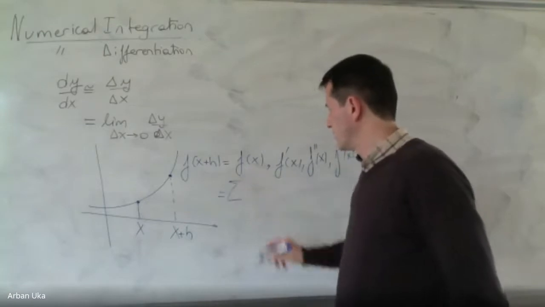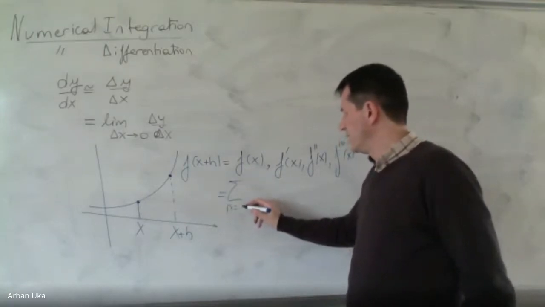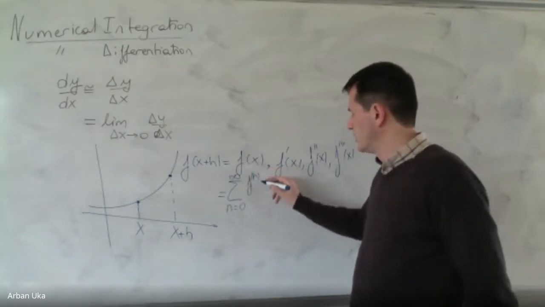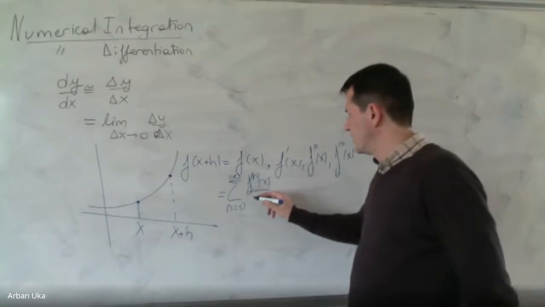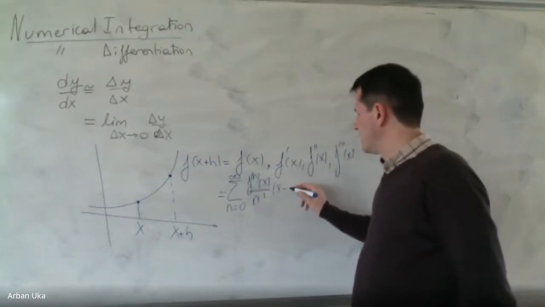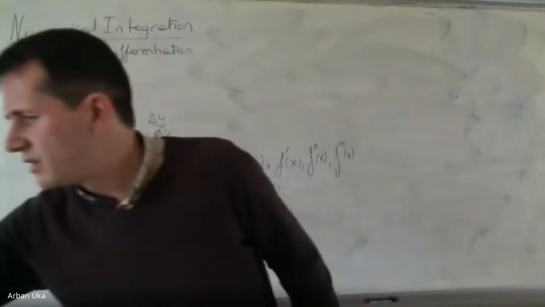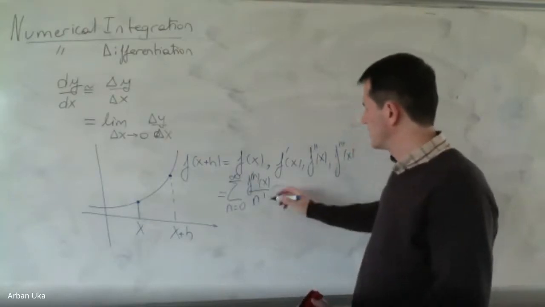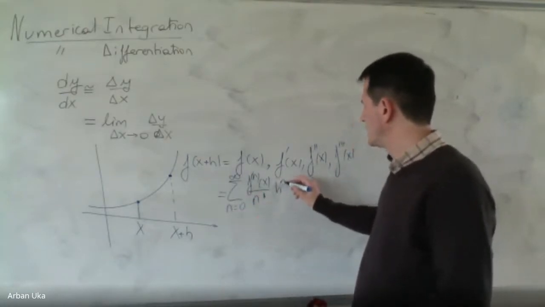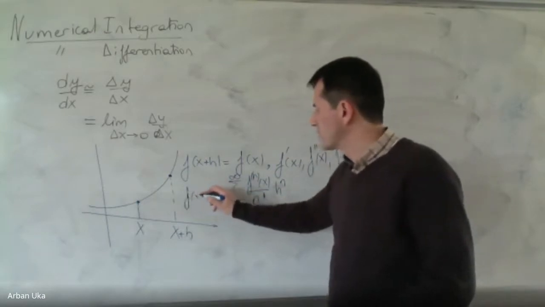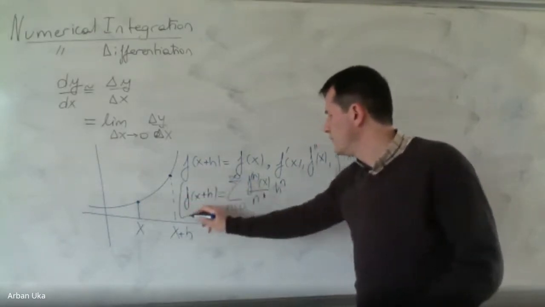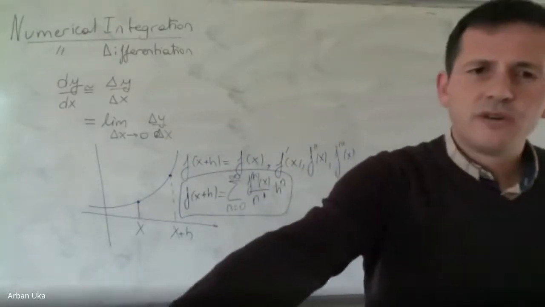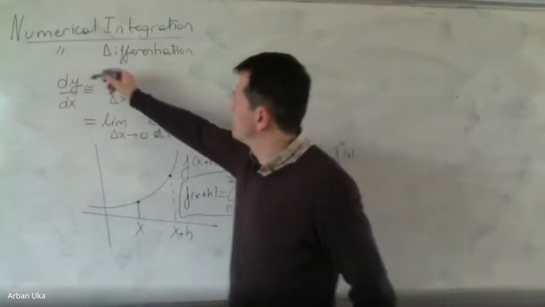We sum over n from 0 to infinity of the nth order derivative of x over n factorial times h to the power n. Traditionally we say x minus x0, but we know x minus x0 is h. So from this expression, from the Taylor series expansion, we're going to get all the numerical approximations of an exact derivative like this.